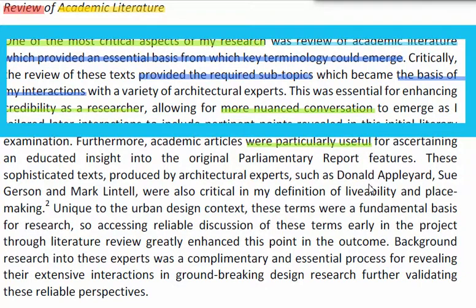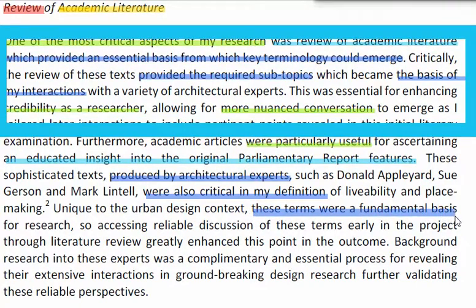Why were they useful? Well, they got an insight into this report that they needed for their research. Okay. They evaluate why this report was so useful. Well, it was produced by people who were experts and it was critical to their definition. And these terms were a fundamental basis of the research and it greatly enhanced the outcome. And then they talk about a whole other process. They talk about background research into these experts.